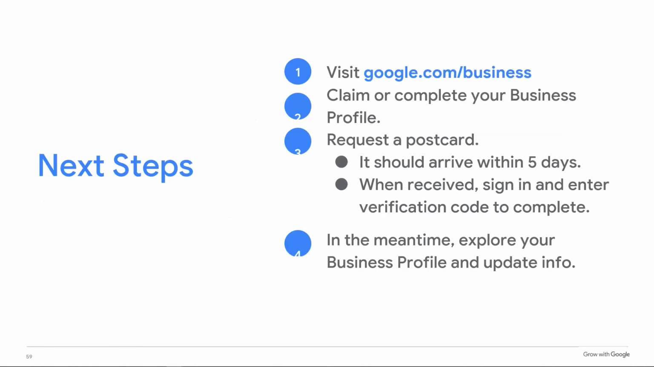So next steps, you're going to visit google.com/business. You're going to claim or you're going to complete your business profile. You're going to request the postcard so you can verify your business.